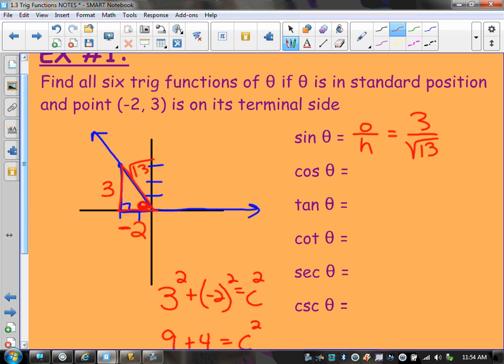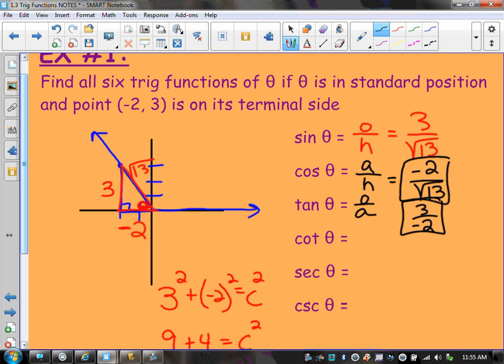Okay? So what about cosine? What about cosine of theta? If I want cosine, I want SOHCAHTOA. Remember, I want adjacent over hypotenuse. Which side would be adjacent to this angle? Negative 2. Which side would be hypotenuse then? Rad 13. So cosine is negative 2 over rad 13. Let's keep going. Let's do tangent. Tangent is TOA, opposite over adjacent. Which side's opposite? 3. And which side is adjacent? Negative 2. So tangent is negative 3/2.